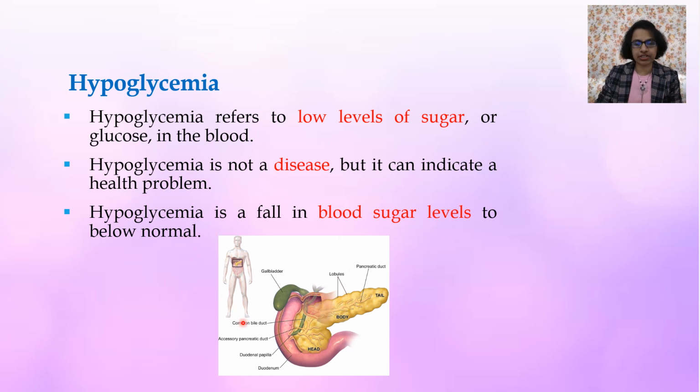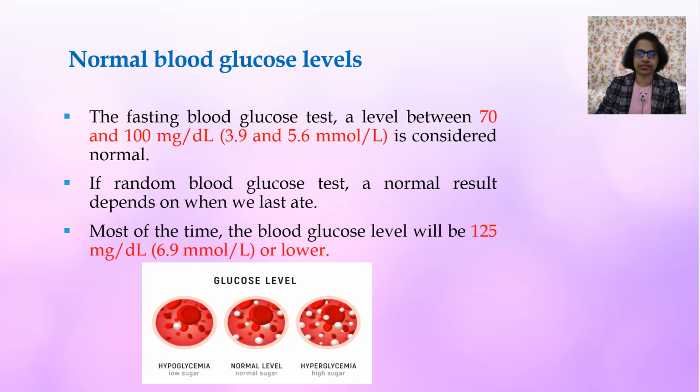We can notice the structure of the pancreas. The pancreas helps in the maintenance of the blood glucose level. There are two kinds of hormones: one is insulin, the other is glucagon. Insulin helps in reducing the blood glucose level, whereas glucagon helps in increasing the blood glucose level. In certain cases, the patient's blood glucose level falls below the normal range.